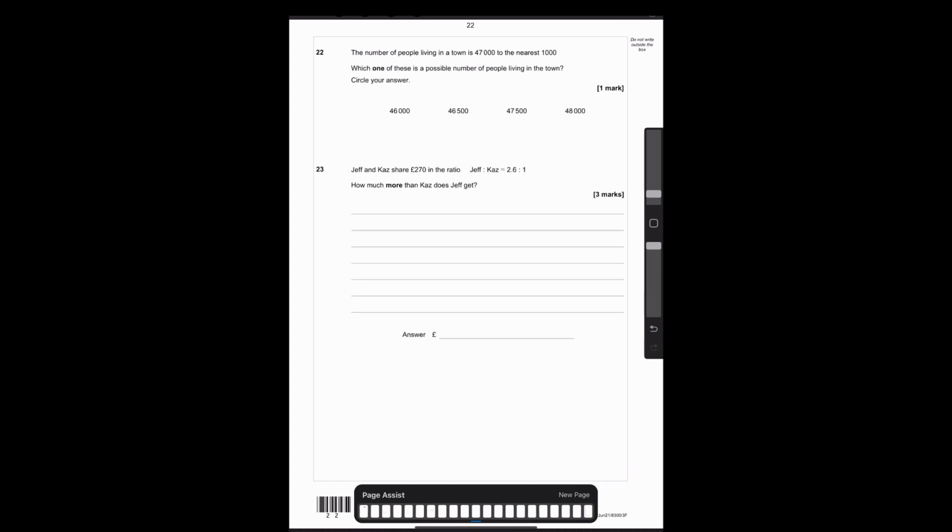Question 22 says the number of people living in a town is 47,000 to the nearest 1,000. Which one of these is a possible number of people living in the town? 46,000 rounds to 46,000, so it's not the one we are looking for. 46,500 rounds up to 47,000, so we know this one is our answer.